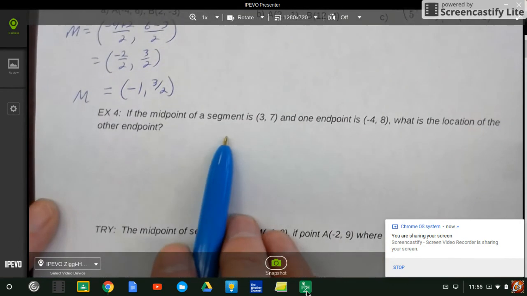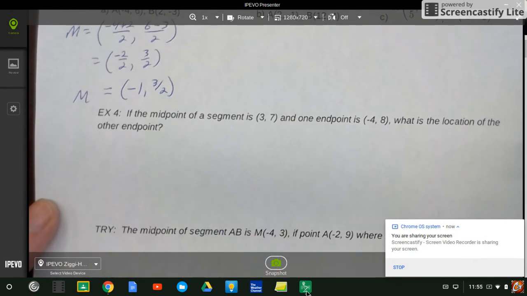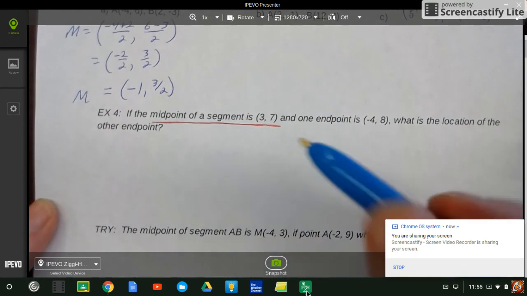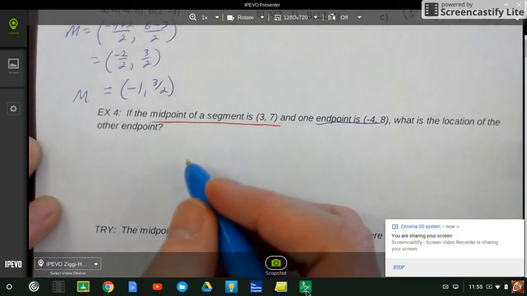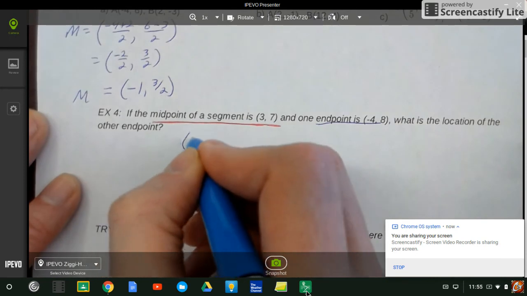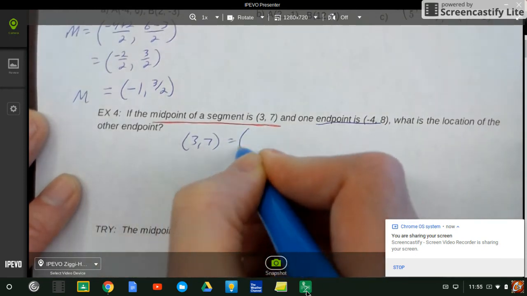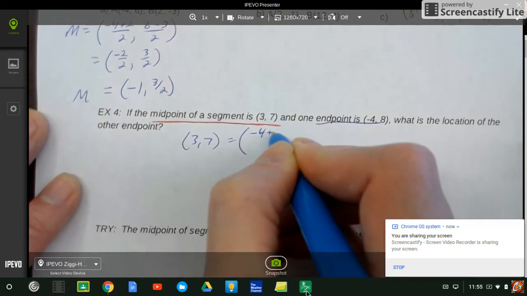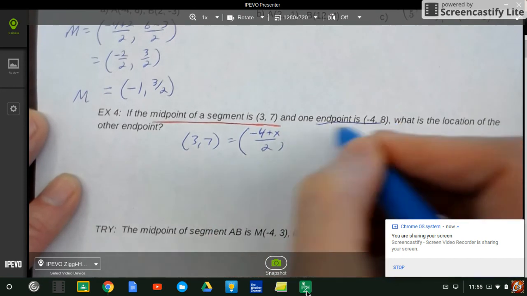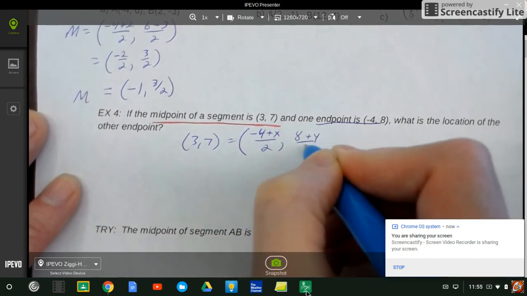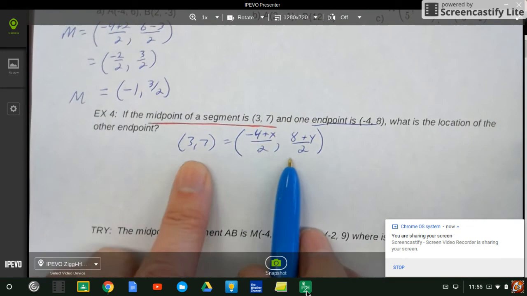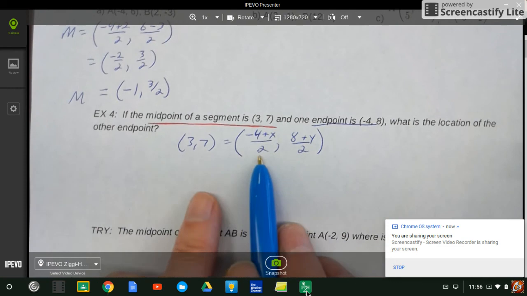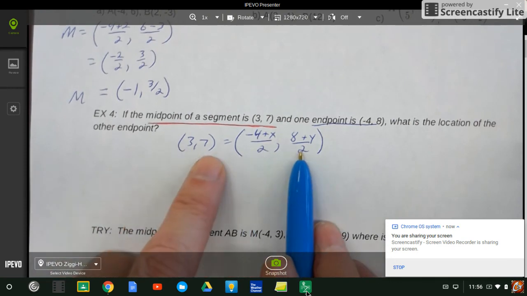This one is a little different because this time they tell me the midpoint of the segment. So we've got to look out for that. I know one endpoint. So I'm going to set up my formula. My midpoint is 3, 7. If I use my formula for that, then I add up my x's. Well, one of my x's is negative 4, but I don't know the other one. One of my y's is 8, but I don't know the other one. These 2 points should be the same, 3, 7, and this should be exactly the same thing. So that means this part should equal 3, and that part should equal 7.